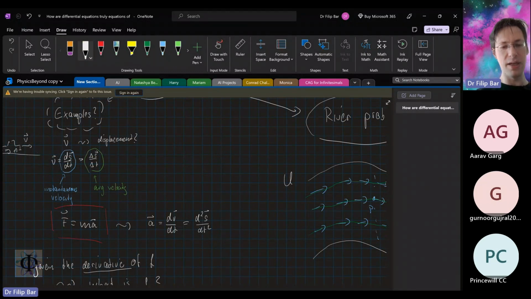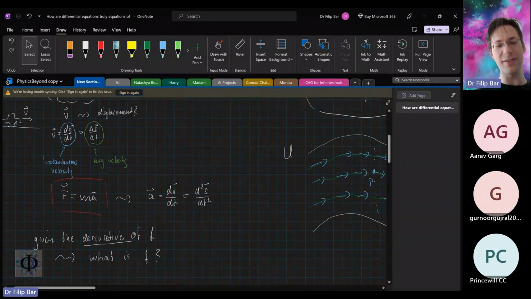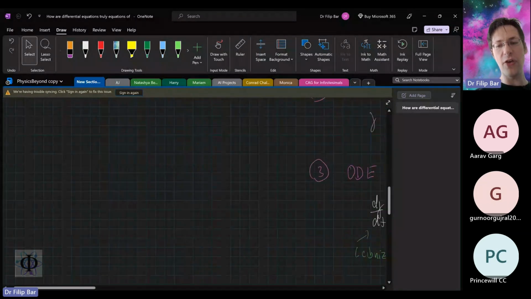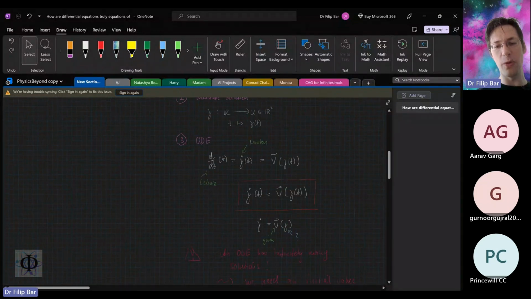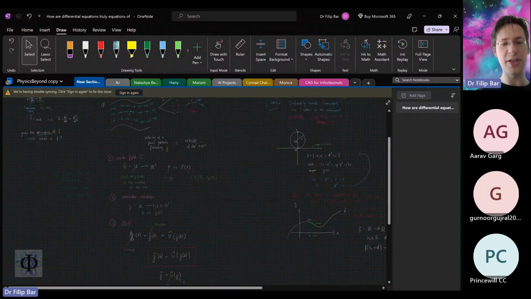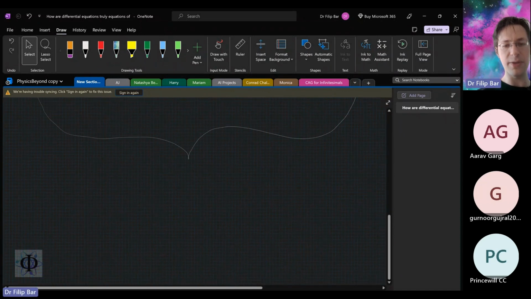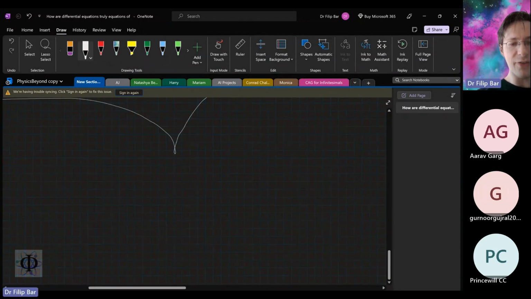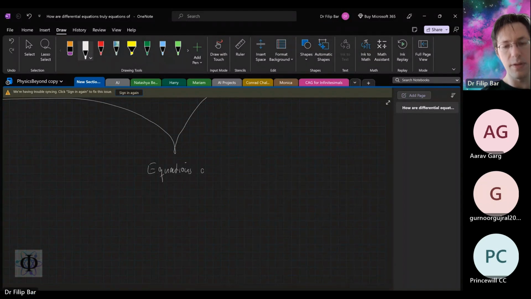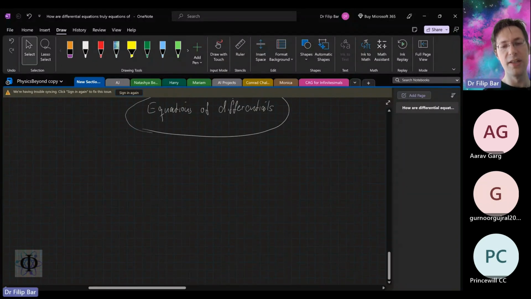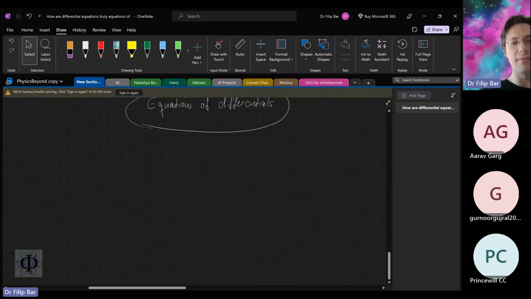But they do appear, right? So it's the idea of the infinitesimal rate of change. That's something that we now want to exploit and then apply to differential equations to see what can we do with it, and what can we do with that idea? So let's look at equations of differentials.